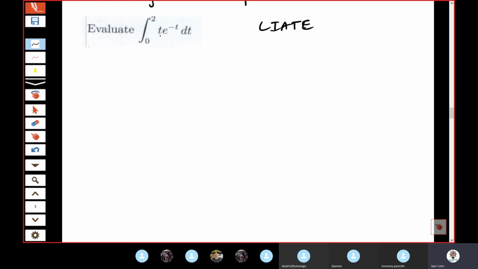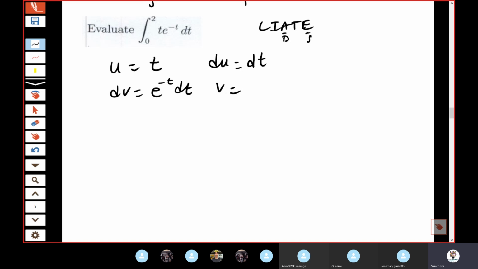LIATE, which means we're going to probably differentiate the algebra and integrate the exponential. All right, we've got U, we've got DU, we've got DV, and we've got V. Differentiate the algebra. So what do you want your U to be? It would be t. And then your DV? E to the power of minus t dt. Yep, okay, now differentiate t. 1. So that becomes 1 dt. And then integrate the exponential.